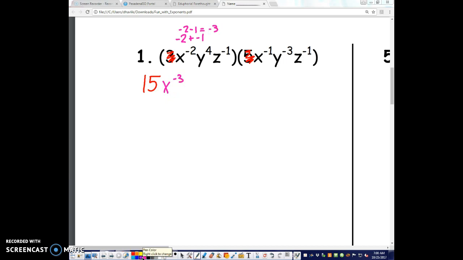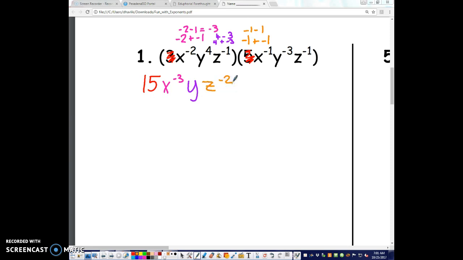All right, then we're going to do y. We have y to the 4th. Okay, so we have 4 plus y to the -3rd. Okay, so 4 plus -3 is the same as saying 4 minus 3, which is what? 1. Okay, you don't have to write the 1 here, though. The next one, z. So we have z to the -1st, plus -1. -1 plus -1 is the same as saying -1 minus 1, which is what?